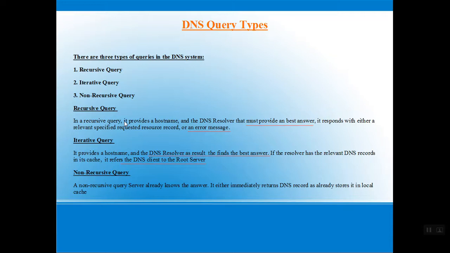And a non-recursive query, as the name describes, is one where the answer is already known. The result is immediately returned to the DNS as the record is stored in the local cache. If the local cache has stored that name, it will give you the answer promptly. So this is the DNS query types.